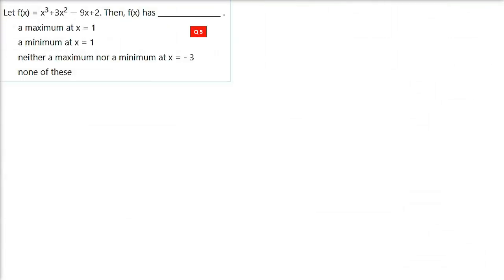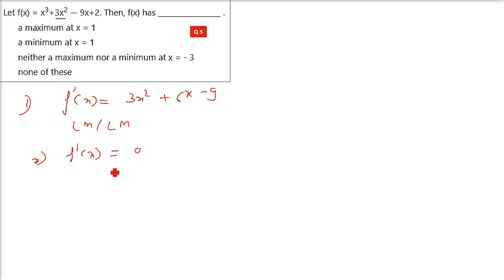Now f(x) equals an expression here: x cube plus 3x square minus 9x plus 2. All these options will definitely come by themselves; you don't have to worry about it, because if you know the logic and the process, these results are just byproducts. f dash x is what? The differentiation of this expression: 3x square plus 6x minus 9. Now for local minima or local maxima, you have to equate f dash x to 0. You can call this the second step.